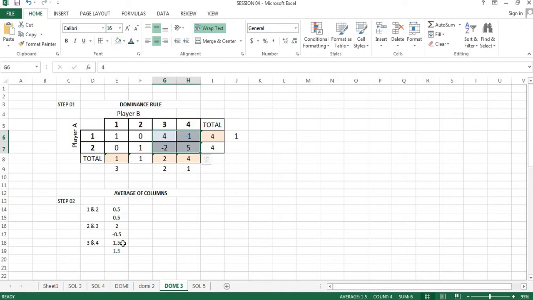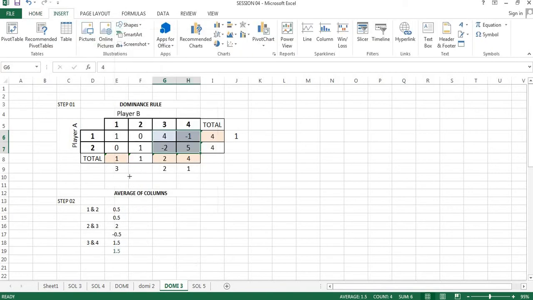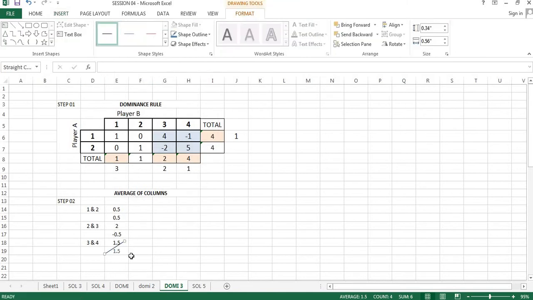Okay, 1.5 is greater than 1 and 1.5 is greater than 0. So we got the greater values. As we are comparing the columns, we need to cancel the greater one. So greater one means here the 1.5 is cancelled. 1.5 is created out of the average of 3 and 4. So 3 and 4 must be cancelled over here. You can cancel like this, or you can cancel single also.